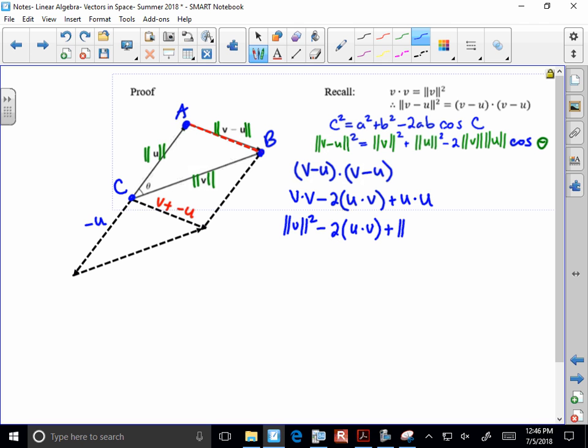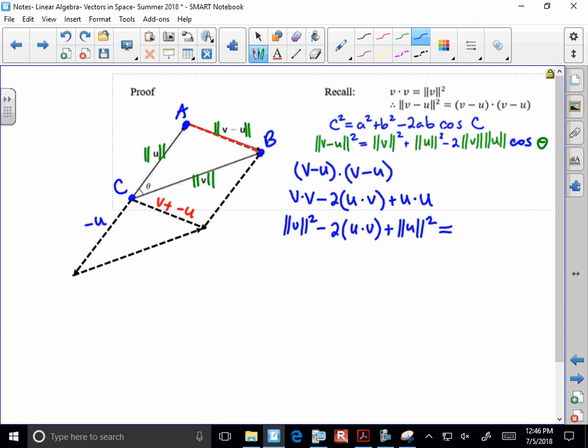And same thing with the u's. Magnitude of u squared. Now, it may not look like it, but we're pretty much there. We have the proof. Because on the left-hand side, we're looking at the expansion of the magnitude of v minus u squared. The right-hand side is all this stuff.